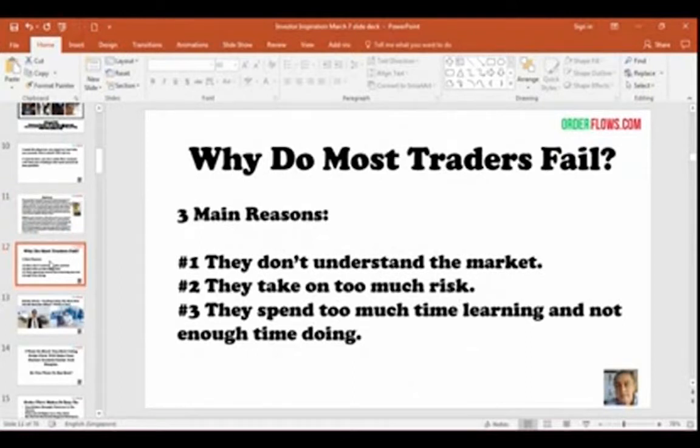So why do most traders fail? Well, there's a lot of reasons, but personally I think the three main reasons: one, they don't understand the market, plain and simple; two, they take on too much risk, they're highly leveraged; and three, they spend too much time learning and not enough time doing. Being a successful trader is about taking action. Just about anything in life, you have to take action.